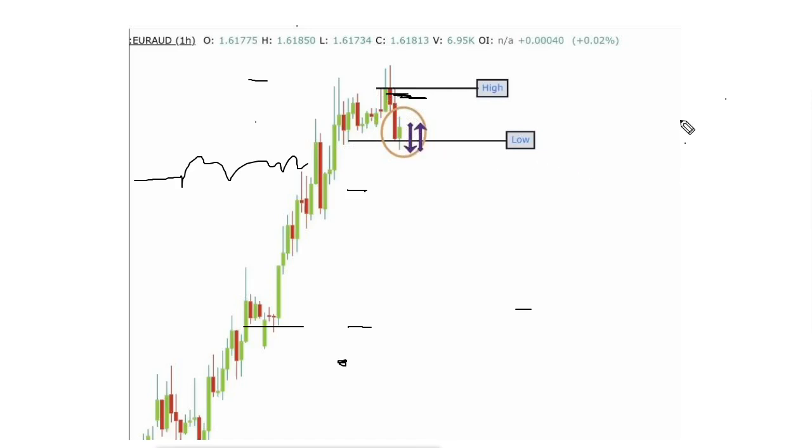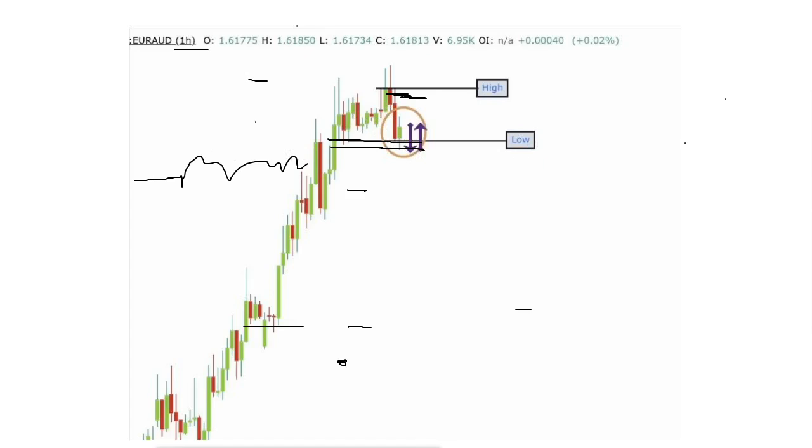Now remember I told you your CRT pattern has to form in a key level. The key level we have here is this fair value gap. This is the key level that we have. So automatically you expect the next candle. Once you spot it, this is the 1 hour time frame, you go down to a lower time frame. You need to see another CRT pattern on the lower time frame you are using.